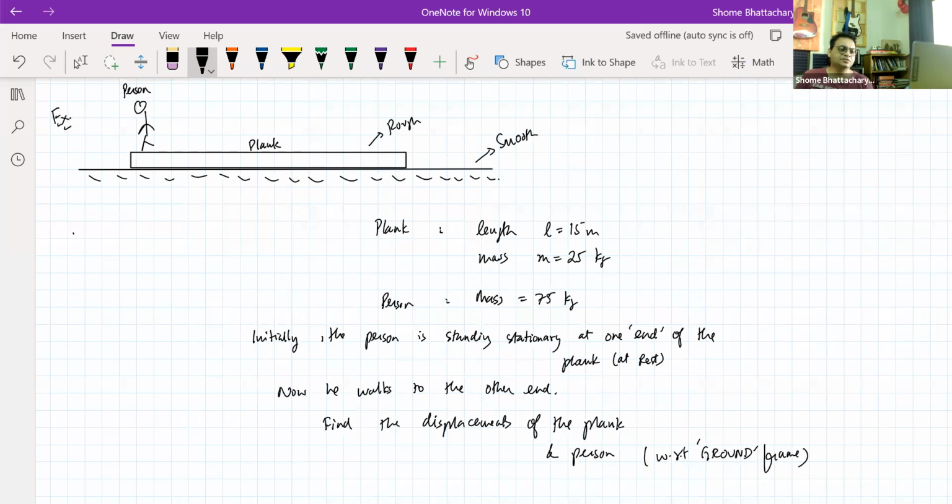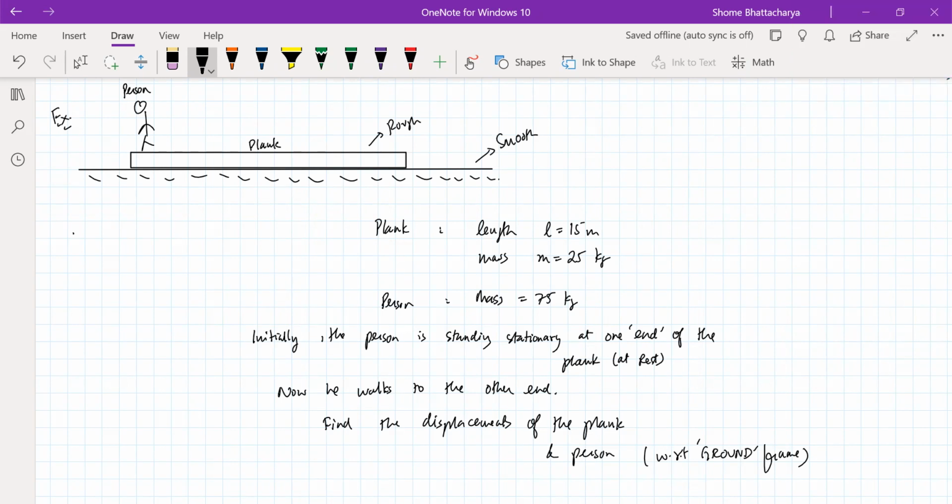Okay, but if you imagine a very greasy smooth surface below, even if it is not perfectly frictionless, you'll understand that there will be some kind of slipping that will occur. So that is what is happening over here. But in this case, since the surface is perfectly smooth, if you take the plank plus person as a system, what quantity can we conserve for that system? Linear momentum, right? We can conserve linear momentum.